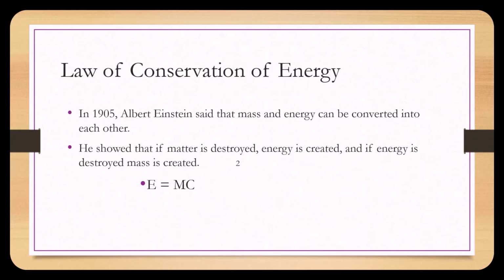It was mentioned that the law of conservation of energy was true under ordinary means, hinting there is something more to the story, and there is. Under certain extraordinary circumstances, such as those involving a nuclear reaction or high-speed particles, energy can indeed be converted into mass, and mass can be converted back into energy. In 1905, Albert Einstein said that mass and energy can be converted into each other. He showed that if matter is destroyed, energy is created, and if energy is destroyed, mass is created. This was under his famous equation, E equals mc squared.